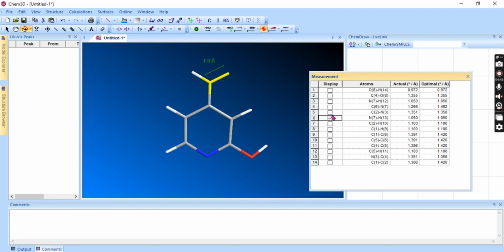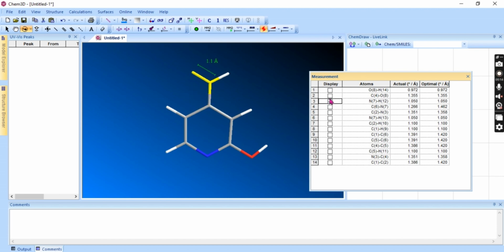This is also less than the actual size. Between the carbon and nitrogen bond, the optimal should be 1.4 as I told, but it's less than the actual value. So this is the way we can check the bond length.